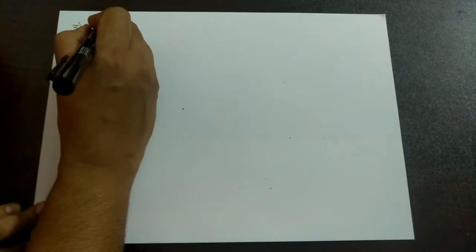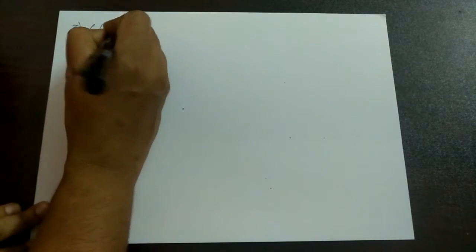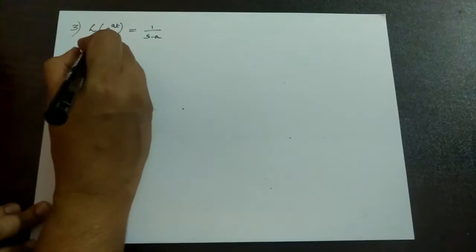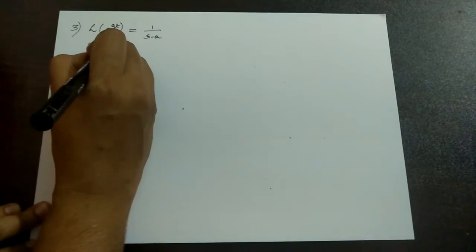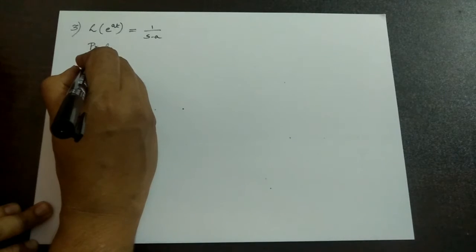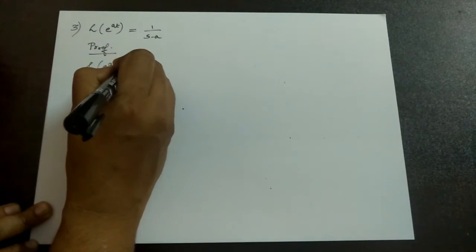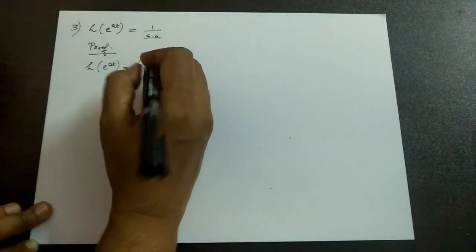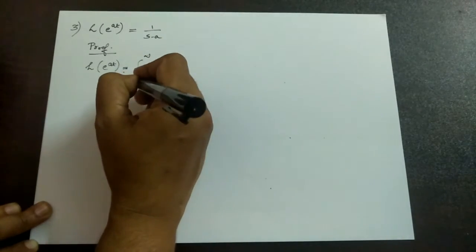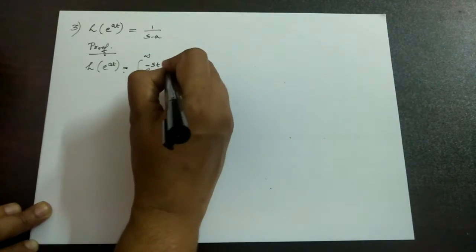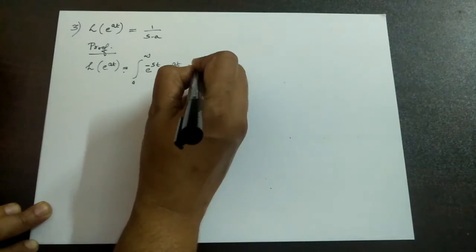Now the third elementary function, that is Laplace transform of e raised to at is 1 by s minus a. Now the proof. For that, consider the left hand side, that is Laplace transform of e raised to at, and which is equal to, by using the formula we have, integral from 0 to infinity e raised to minus st e raised to at dt.